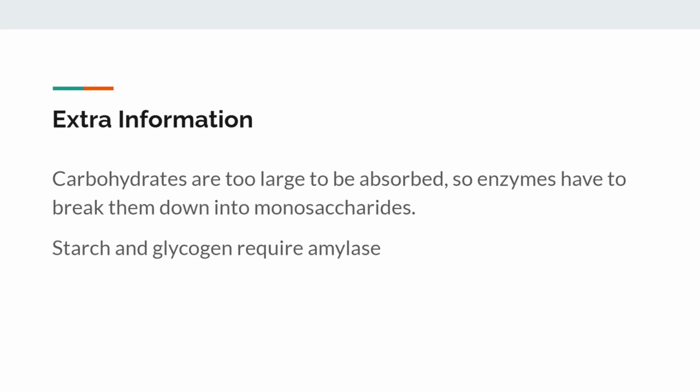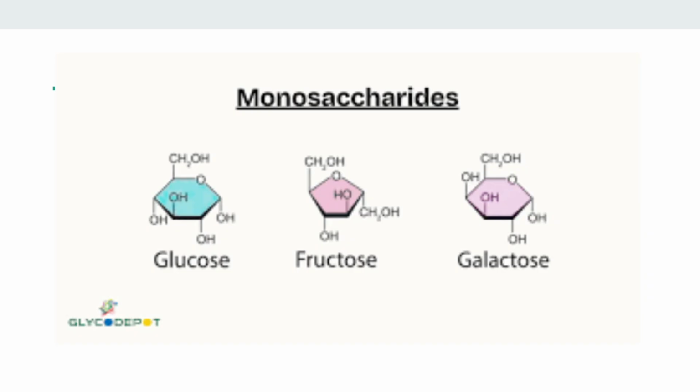Animals prefer glycogen. Again, it's a short-term energy storage, as mentioned before, and it's stored in liver tissues, and it's easier because we have an enzyme that can digest such carbohydrates. So these are monosaccharides, as I mentioned before: glucose, fructose, and galactose.